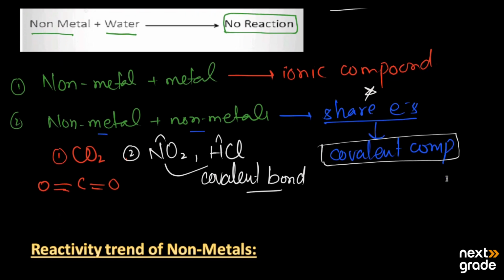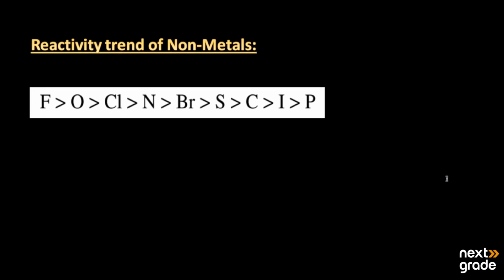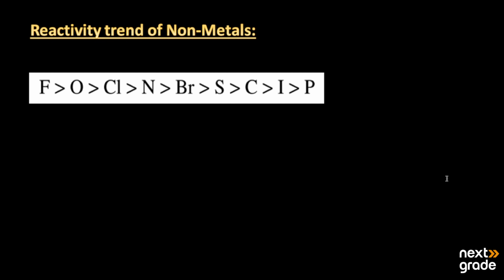At the end we have the reactivity trend of the different non-metals. What is the basic trend? Among all the non-metals, fluorine is more reactive than oxygen, chlorine is more reactive than nitrogen, nitrogen is more reactive than bromine, bromine is more reactive than sulfur, sulfur is more reactive than carbon, carbon is more reactive than iodine, and iodine is more reactive than phosphorus. So this is the simple trend of reactivity of the non-metals.